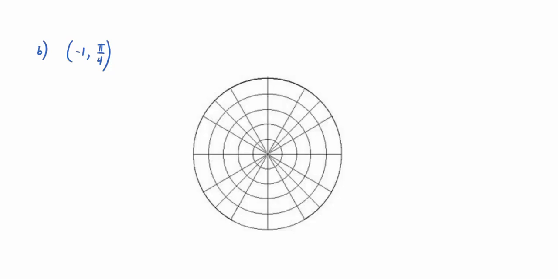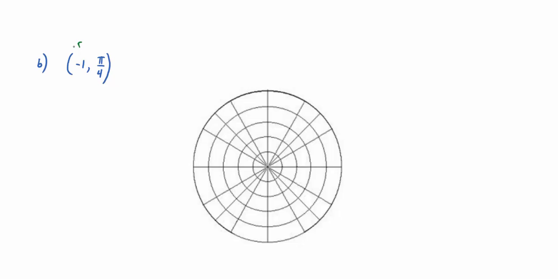R can be negative. I actually don't like it. I like to take the convention where r has to be positive, but a lot of books don't do that, so I put up with it here. By the time you get to Calc 3, r is never negative. So let me show you what that means. In this particular case, when r is negative, I'm going to actually do the angle first.